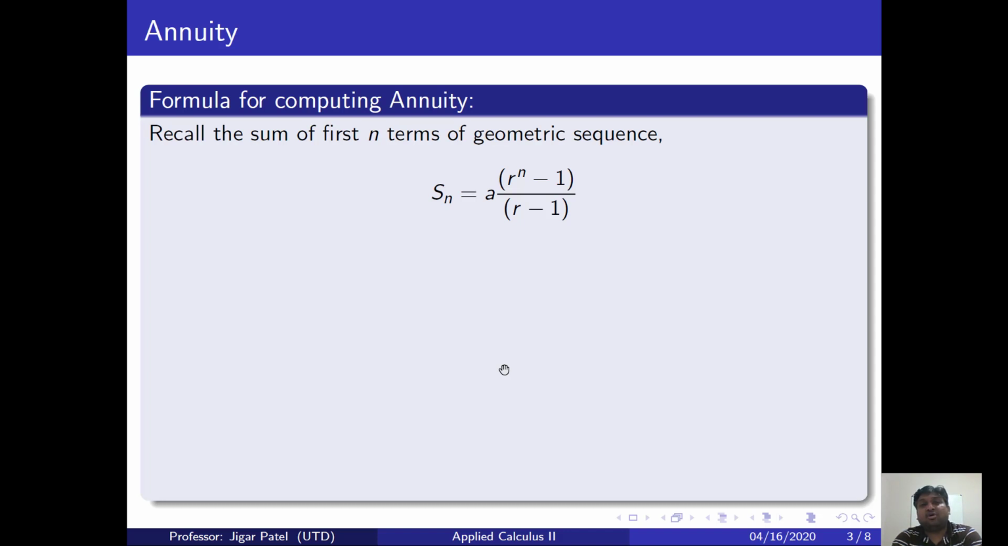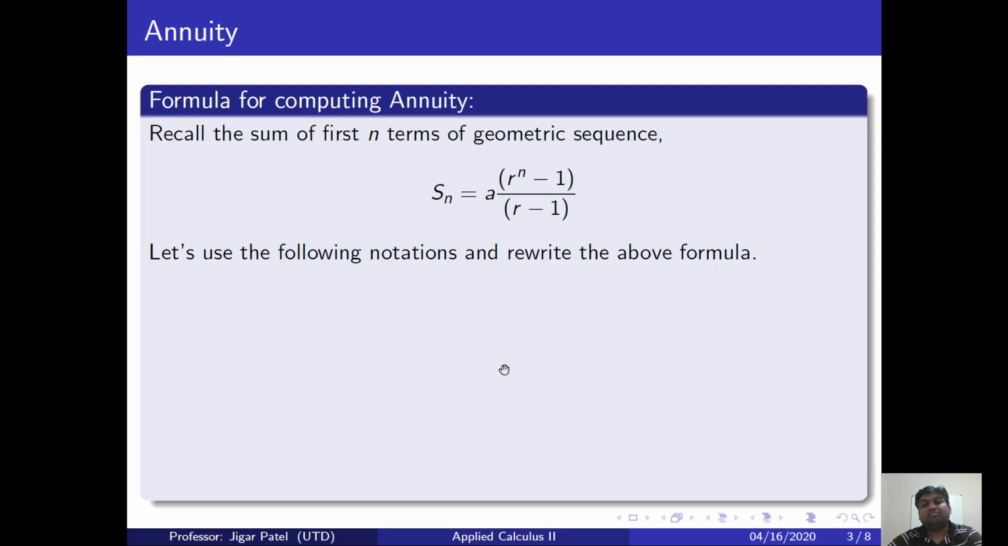Okay, I would like to show you the formula of annuity. As I said, the formula for annuity is related to the summation formula for the geometric sequence. So we are going to start with the summation formula of the geometric sequence. S sub n is a times (r to the n minus 1) over (r minus 1). What I want you to do here is use the following variables in place of S sub n, a and r. We are going to use the following notations for S sub n, a and r.